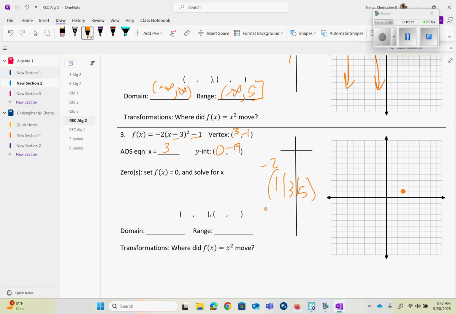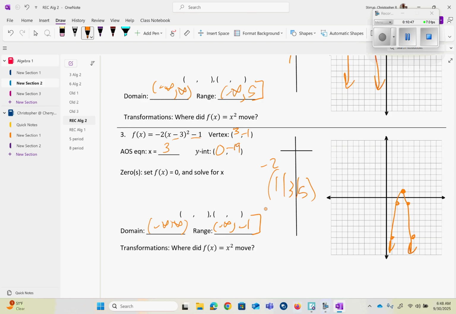So I'm going to go right one down 2, left one down 2, right one down 6, left one down 6, so on and so forth. So again, it's crossing the x-axis, but it didn't have exact dots on there. The domain will be negative infinity to positive infinity. The range will go from negative infinity up to the y component of the vertex.